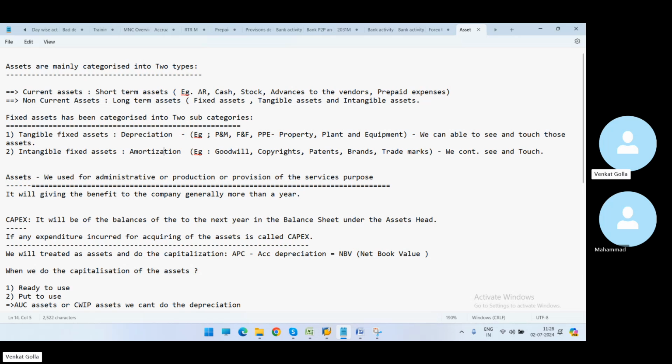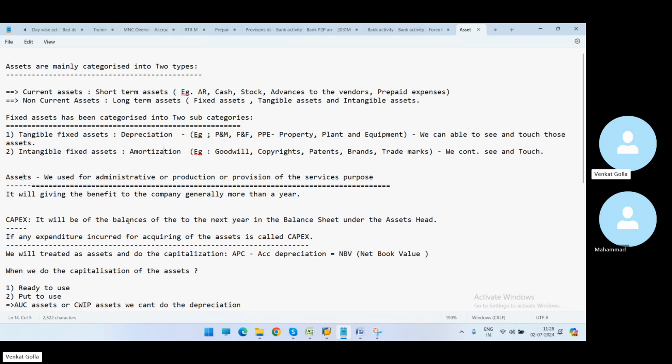It's not only one period. It's not only 2 periods. It gives benefit over more than one accounting period. In that case, we are supposed to treat this all accordingly. For acquiring these assets, you are incurring some expenditure. That expenditure we call capital expenditure, because these assets are giving the benefit to the company over a long-term period, not only one period but more than one accounting period. That is why we treat all asset-related expenditure as capital expenditure.